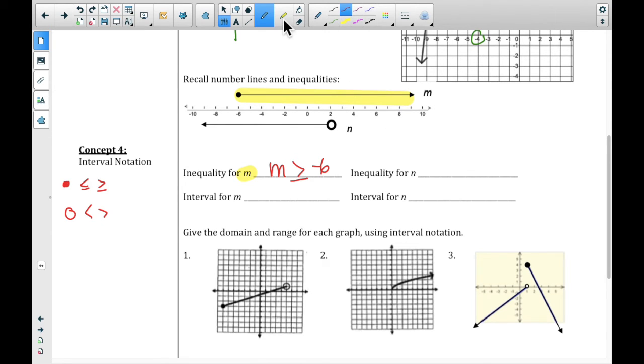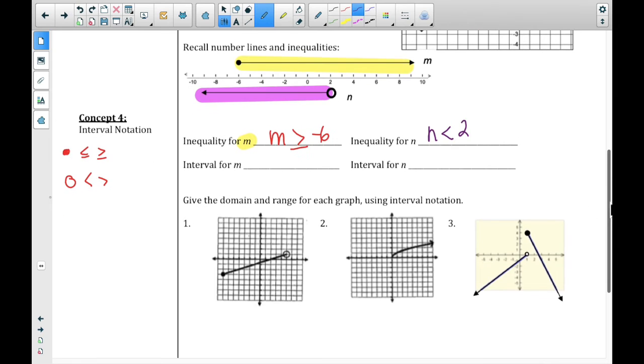The other one, the N, that's the one down here. I'm going to call it N is less than 2. So we start at the 2, we go to the left, that's everything less than, and it goes forever. It is an open dot. Open dot means you do not have equal signs. Okay, now we're going to change this over to interval notation.